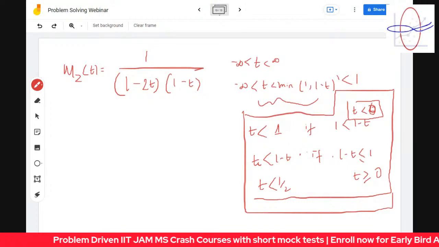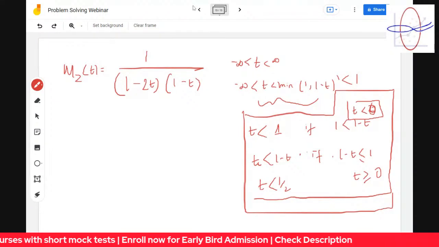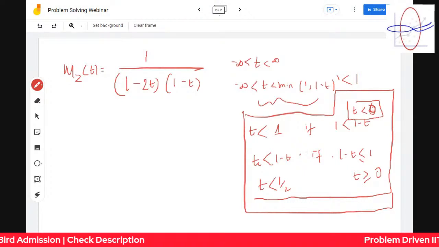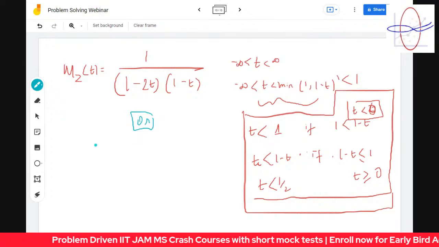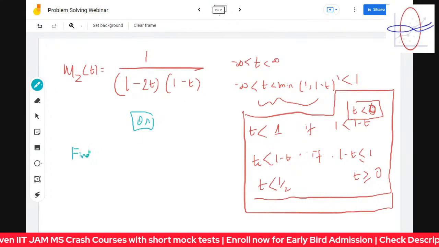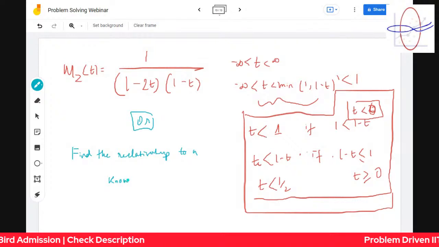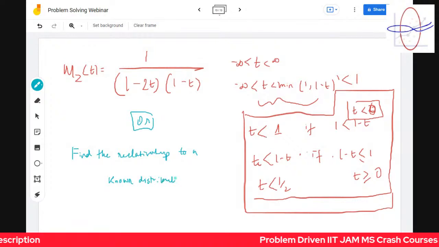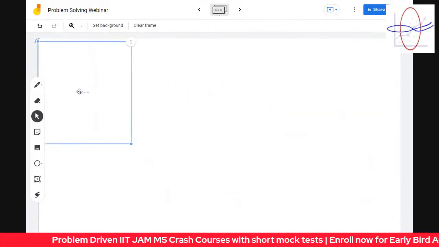Let's find out together. I don't even know what the solution is, but this is the way out. There are two ways of solving this problem. Just do it normally and differentiate twice to find it, or the easier, smart way, which I'm teaching you, is to find the relationship to a known distribution. That's the smarter way of doing it. Let's see the list of all such MGFs.